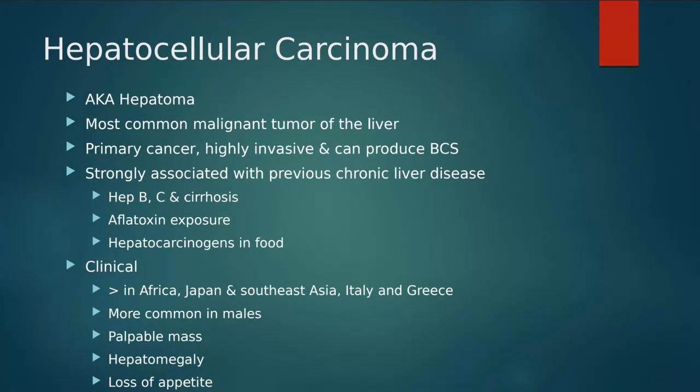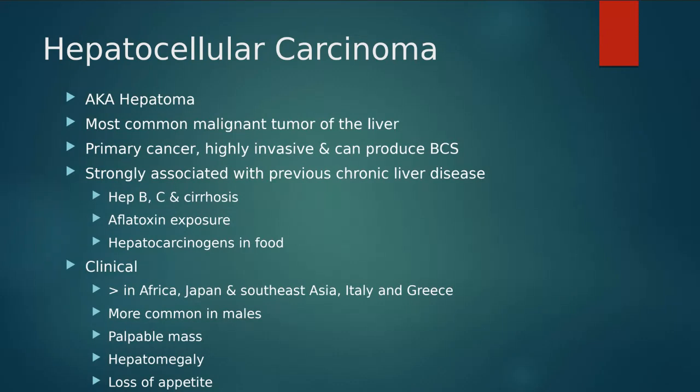So HCC, hepatocellular carcinoma, is the most common malignant tumor of the liver. It's a primary type of cancer, meaning this cancer originates in the liver and can spread to other sites. So it's highly, highly invasive, and it actually can produce Budd-Chiari syndrome. So kind of a weird association there. It's also strongly associated with any type of previous chronic liver disease. As we said earlier on, cirrhosis can lead to hepatocellular carcinoma. Any type of hepatitis can lead to that as well.